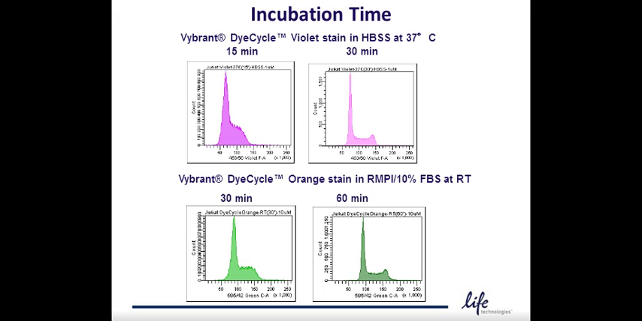Incubation time is also important. Longer incubation times sometimes may improve staining or give the ability to use a lower concentration of dye with a longer incubation time. So on the top, we have DyeCycle Violet. At 30 minutes, the histogram has improved. On the lower, we have DyeCycle Orange at room temperature. And again, the longer incubation time of 60 minutes is preferred. So remember to optimize your labeling conditions.